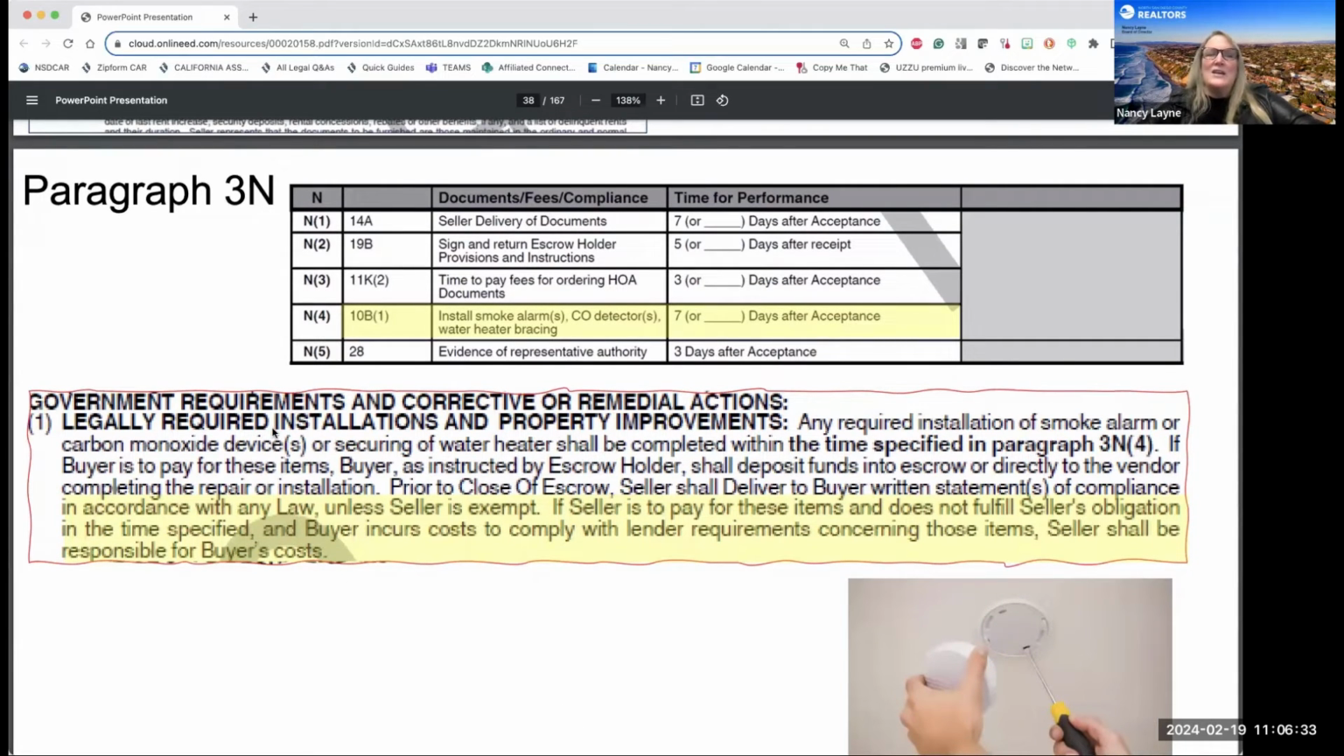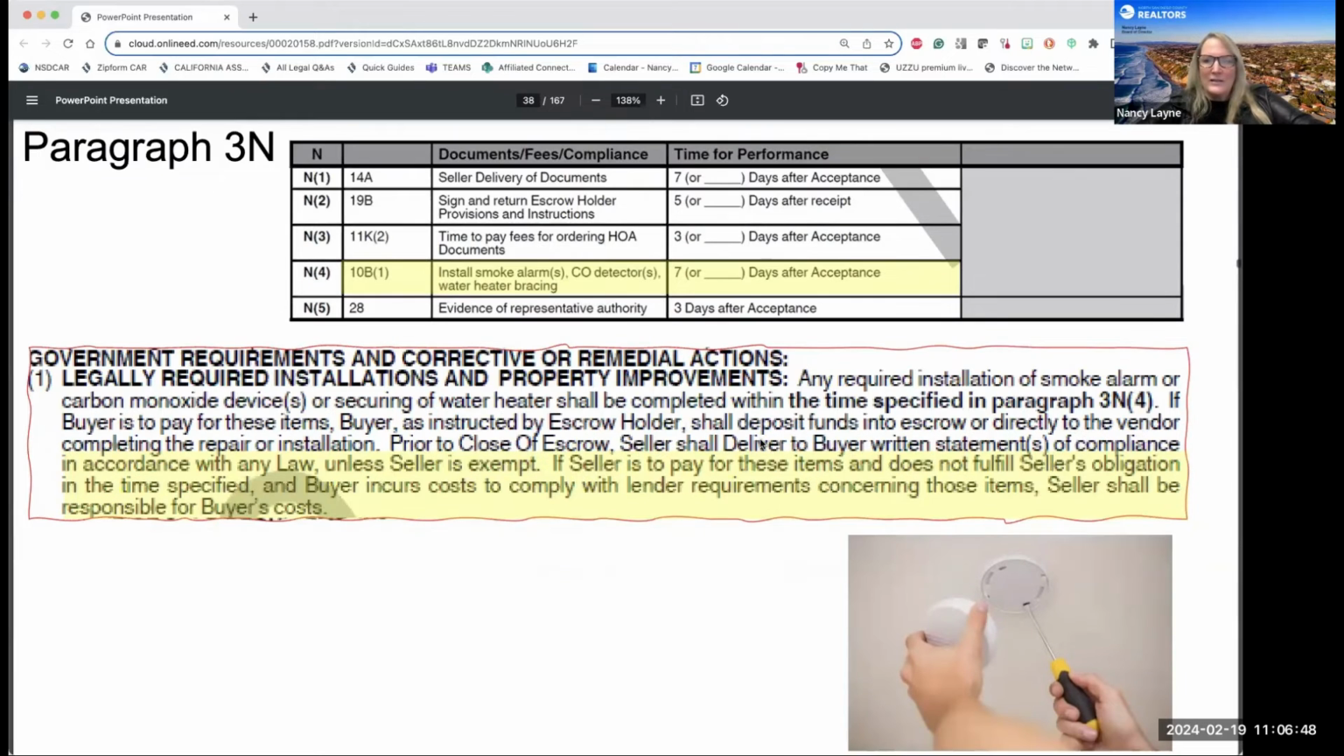This is kind of interesting. The only thing that you are required to do as a seller, as I mentioned, you don't have to actually do any repairs if the buyer asks for them, except you are legally required to install smoke detectors, smoke alarms, and carbon monoxide detectors and water heater bracing. Unless the seller is exempt, if the seller is to pay for these items and does not fulfill his obligation, and the buyer incurs costs to comply.